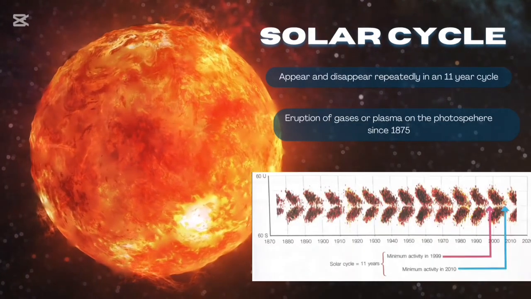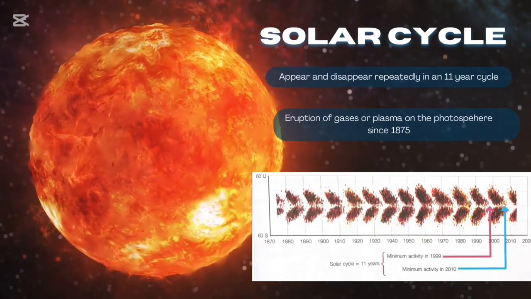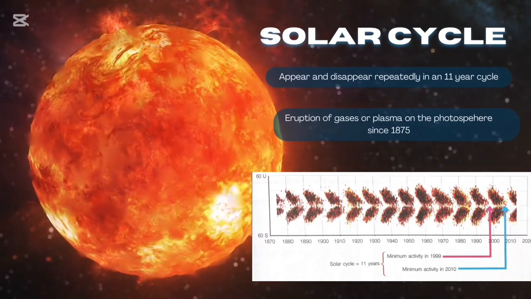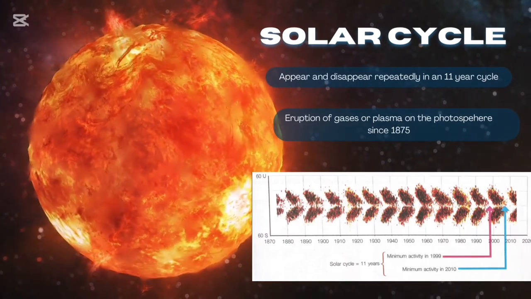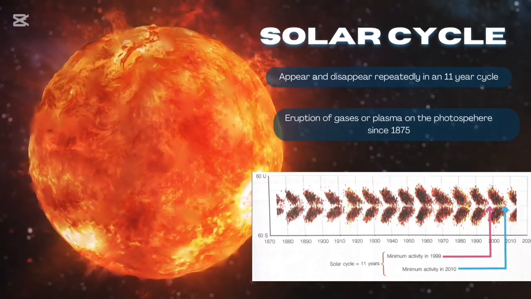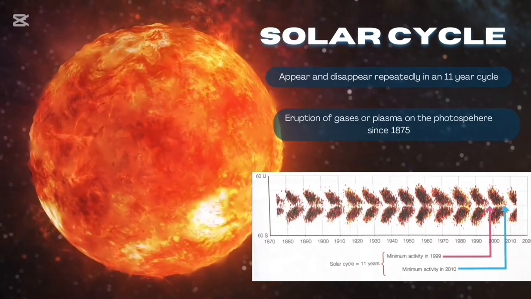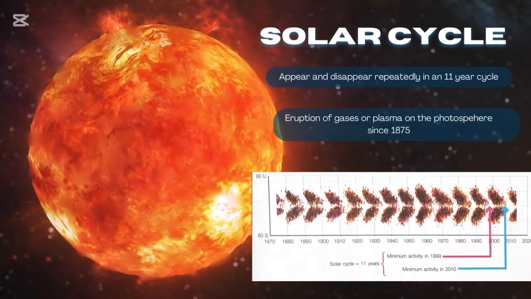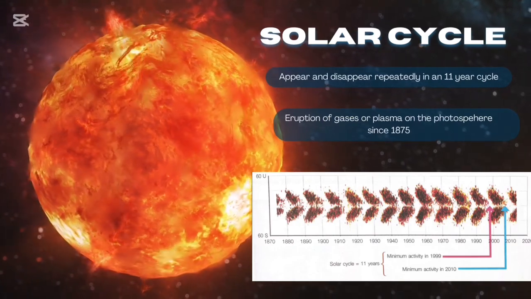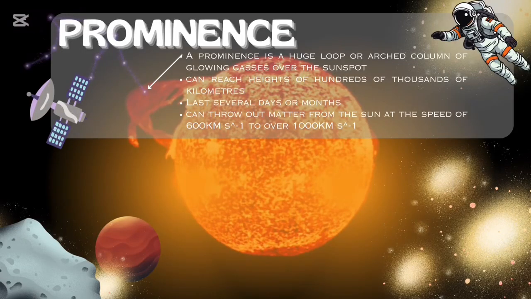Solar cycle. Sunspot activity appears and disappears repeatedly in an 11-year cycle known as the solar cycle. The diagram shows the location of sunspots, which are the place of eruption of gases and plasma on the photosphere since 1875.